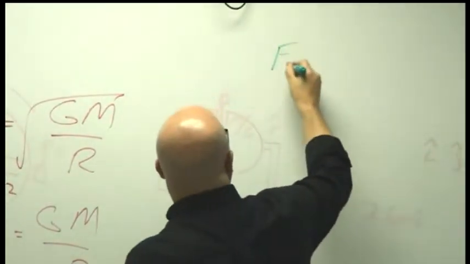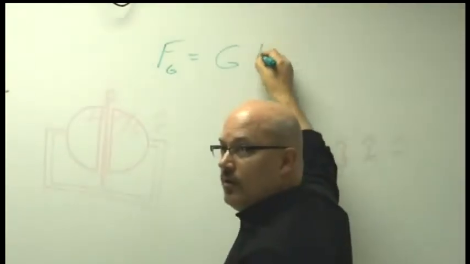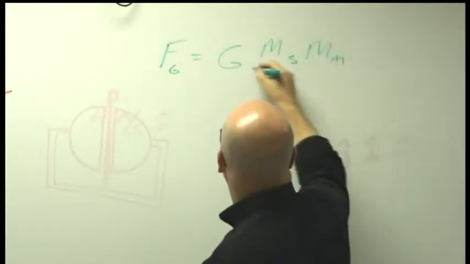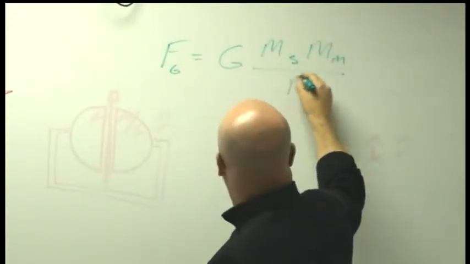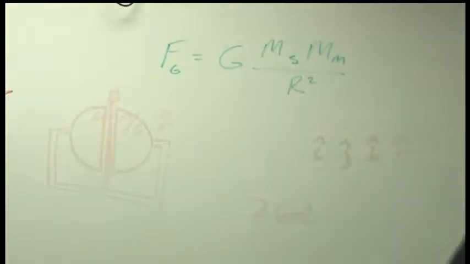Force of gravity equals big G, mass of Saturn, mass of a moon, over a radius squared. Now you can have a small r. Actually, I can put big R simply because that's the way it's listed in the table. Big R. Okay?